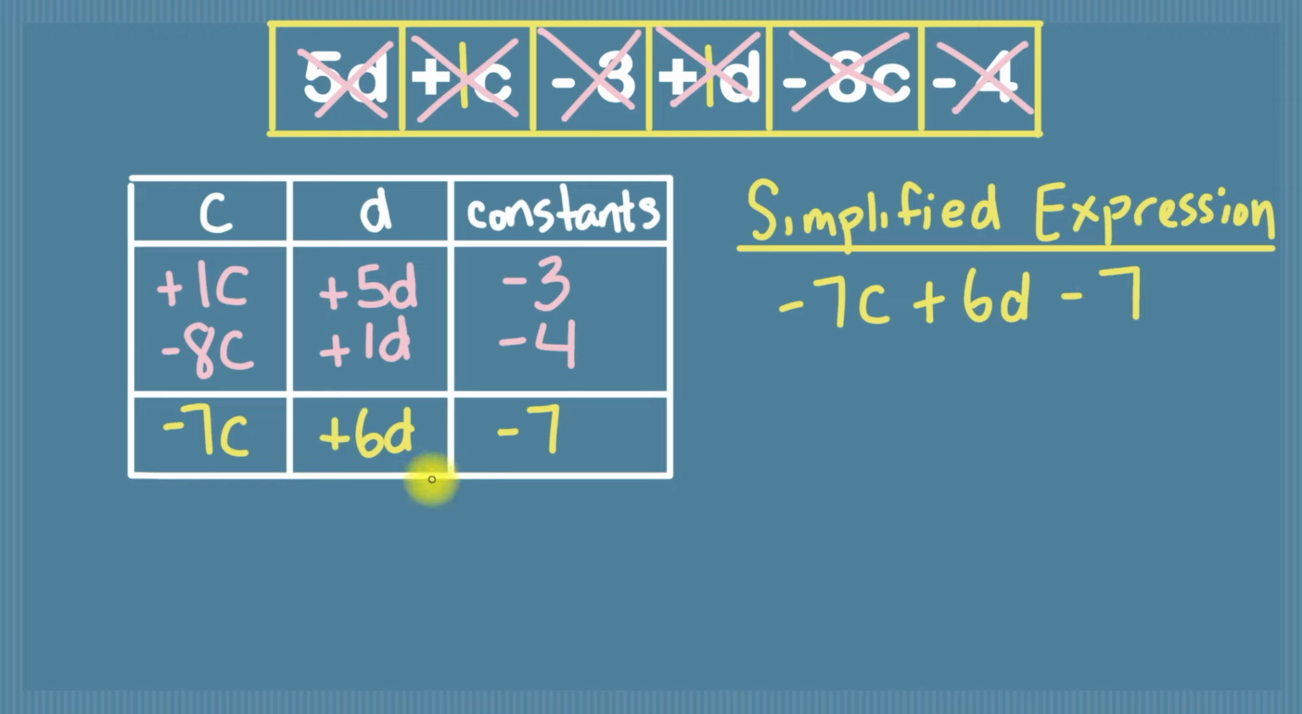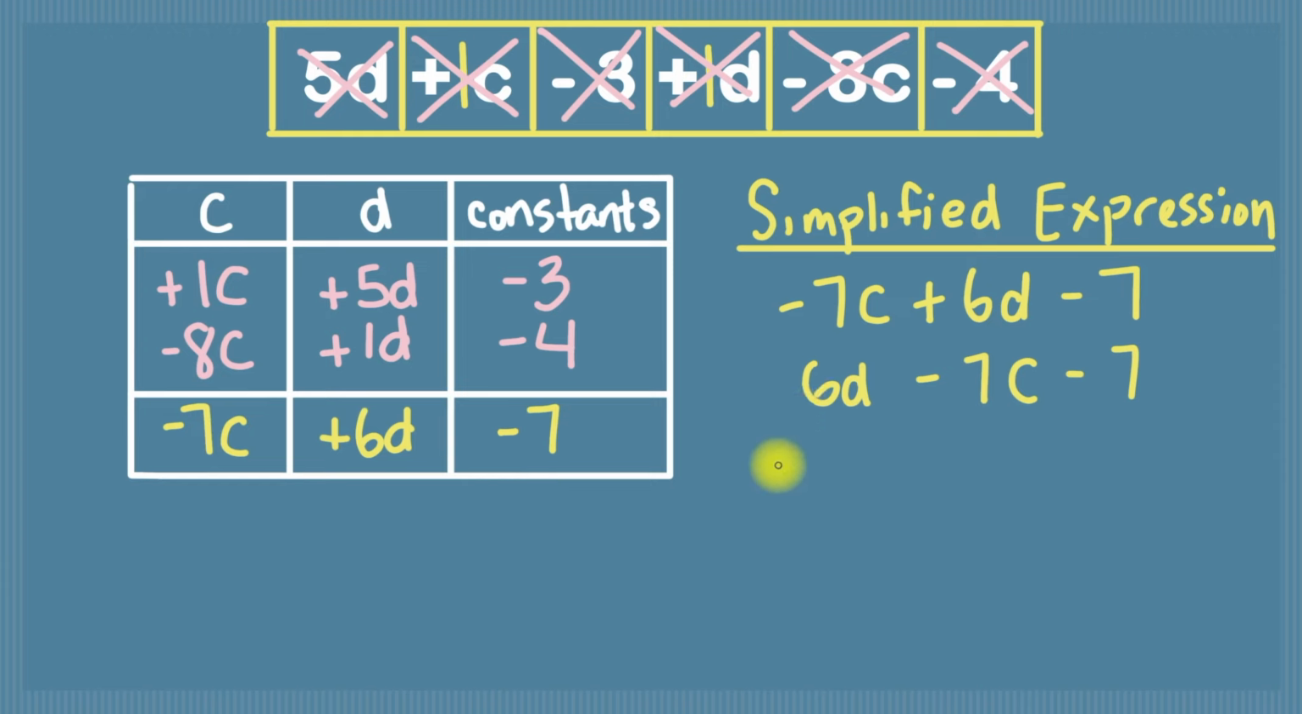We could also write it with the variable D first. So it'll be positive 6D minus 7C minus 7. You could put the positive sign, but because it's the first term in the expression, you don't need to write it. You could even write it with the constant first, although as you'll learn in later grades, that's typically not done. The constant's normally left for last.